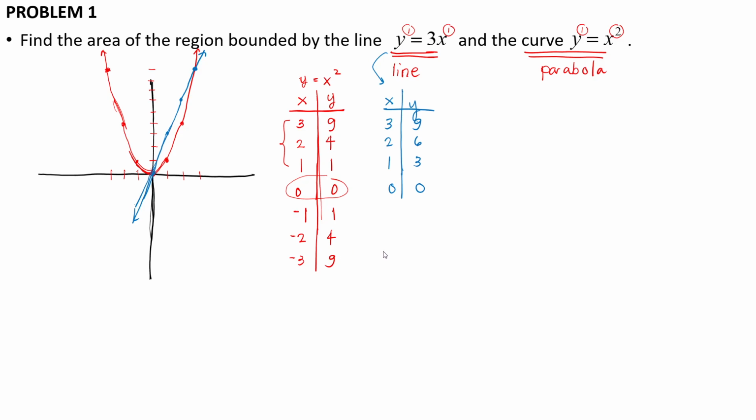Since we are now done with the graphing portion, we need to determine the area that we need to solve. As you can see, the problem is stating that we need to find the area of the region bounded by the line y equals 3x and the curve y equals x squared. So the area that we need to determine is this region.